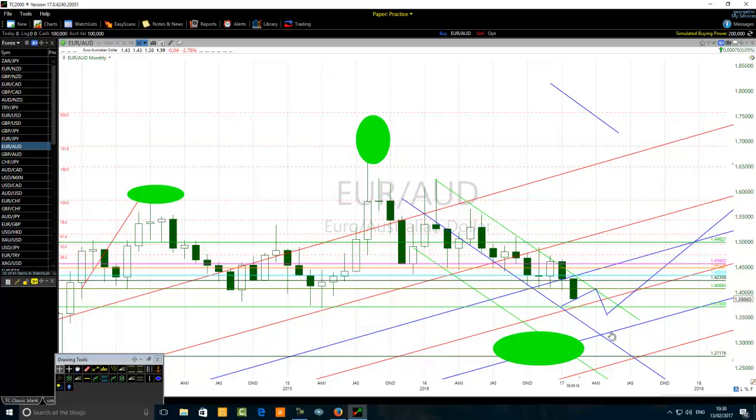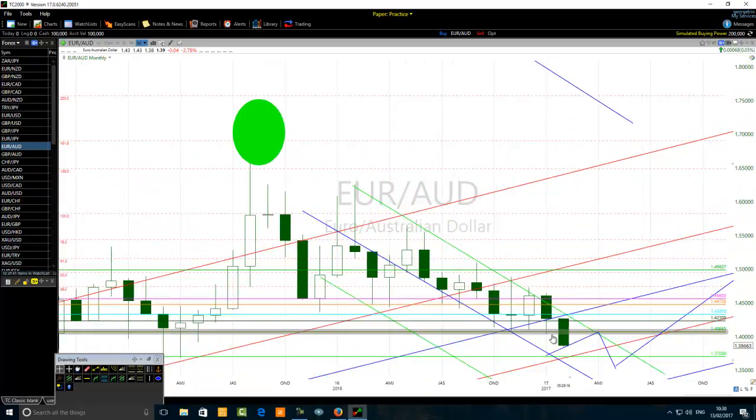145.60. The current short-term equilibrium price level for the Euro Australian dollar is at 143.25. That's the current short-term equilibrium price level. Here it is, the turquoise line here at 143.25. We'll monitor that level up to the end of February 2017 until we have a new short-term equilibrium price level. So do not forget 145.60, and up to the end of February, do not forget 143.25.